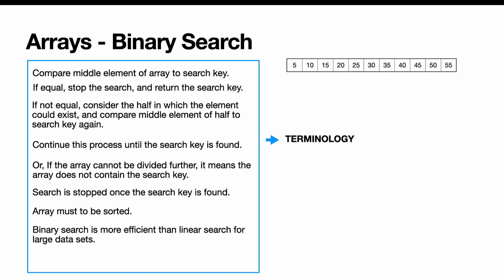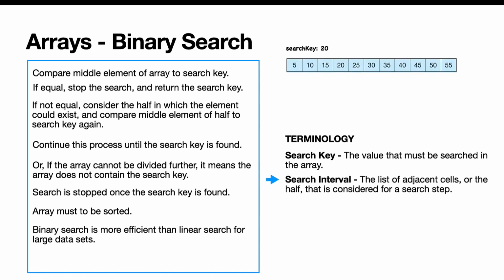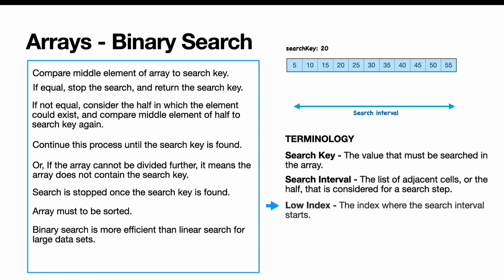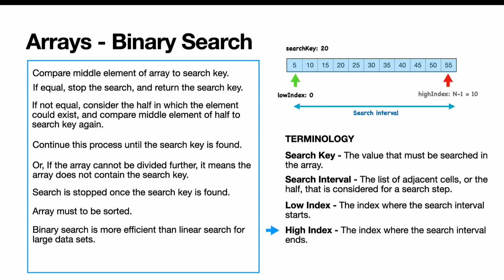Let's now look at some of the terminology we will use for binary search. Search key: this is the value that needs to be searched in the array. Search interval: this is the list of adjacent indices, or the half that is considered for a search step. Low index: this is the index where the search interval starts. High index: this is the index where the search interval ends. Middle index: this is the middle index of the search interval.